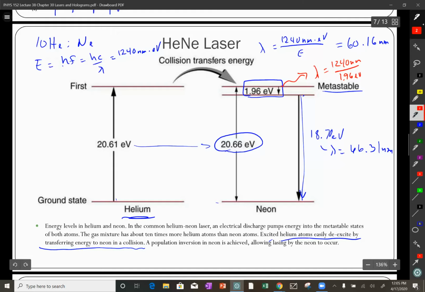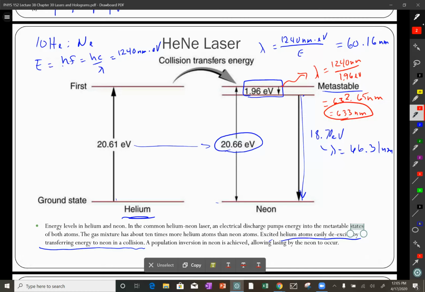So if I take 1240 and divide by the 1.96 electron volts, that gives us 632.65 nanometers. Now, I only have 3 sig figs here, so I would put 633 nanometers to within the sig figs I'm using. And so that's the wavelength of a helium neon laser, because that's the energy difference between the metastable state and the transition that it goes through.